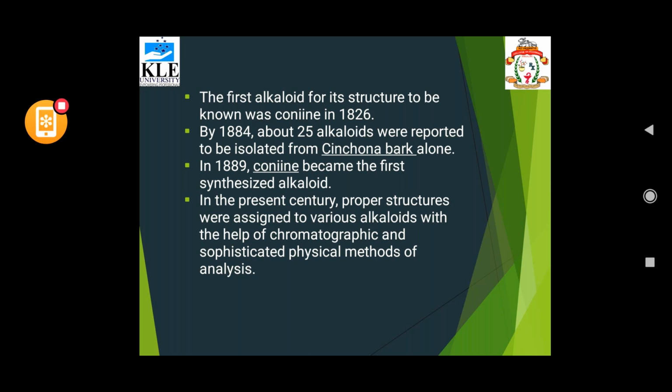The first alkaloid for its structure to be known was quinine in 1826. Then, by 1884, about 25 alkaloids were isolated from the cinchona bark alone. In 1889, quinine became the first synthesized alkaloid. As we have seen earlier, it was the first alkaloid for its structure to be known, and later on it became the first alkaloid to be synthesized. In the present century, proper structures were assigned to many of the alkaloids with the help of chromatographic and sophisticated physical methods of analysis.